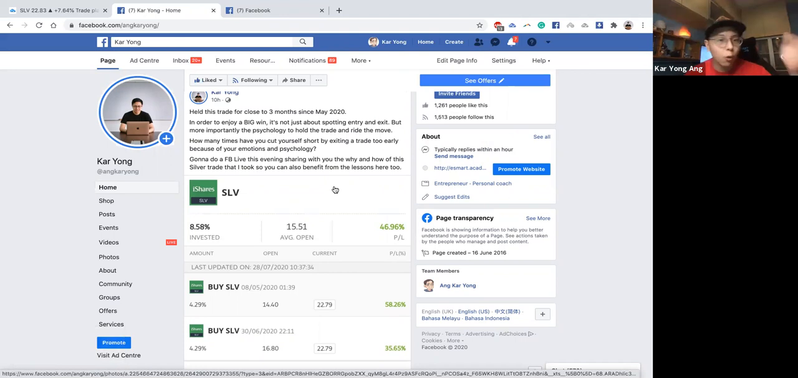We saw huge volatility in the currency market. But honestly, there's no way I would be able to catch that kind of volatility, right? One day it spikes up almost instantly. The next few days it came back down. That kind of volatility is very difficult to trade.